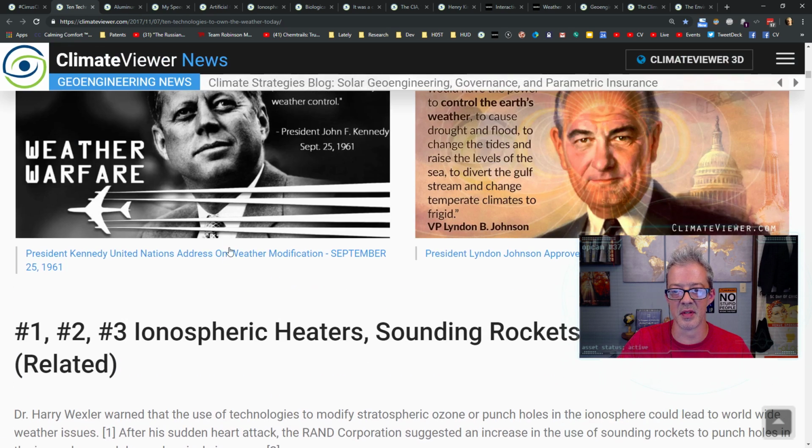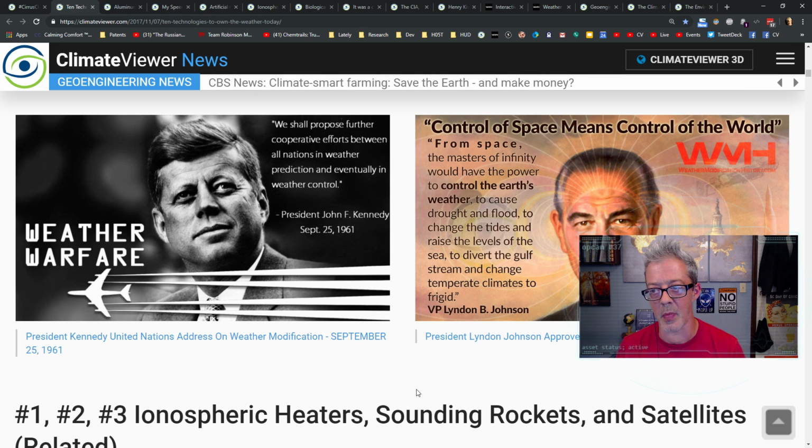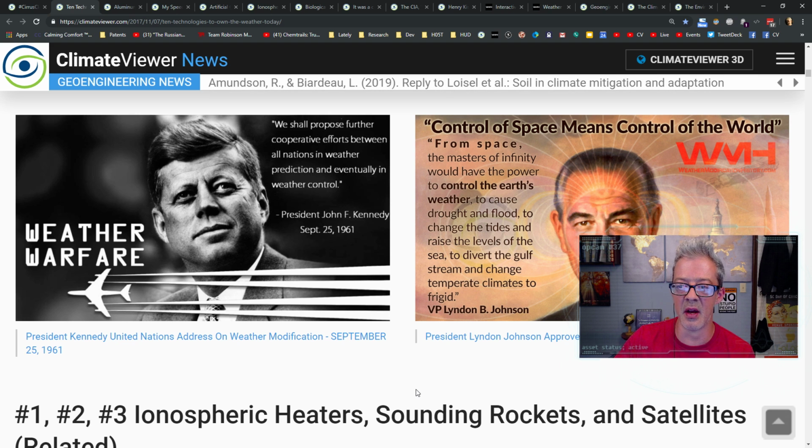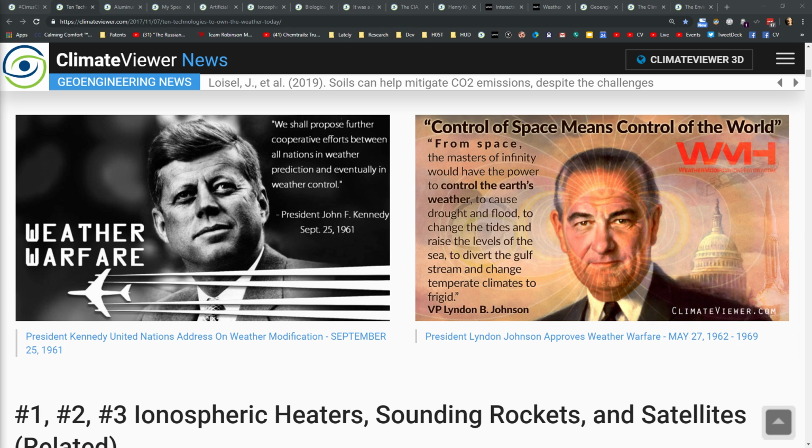But John F. Kennedy said, "We shall propose further cooperative efforts between all nations in weather prediction and eventually weather control," in 1961. And President Lyndon Johnson said, "From space, the masters of infinity would have the power to control the Earth's weather, to cause drought and floods, to change tides and raise the levels of the sea, to divert the Gulf Stream and change temperate climates to frigid."